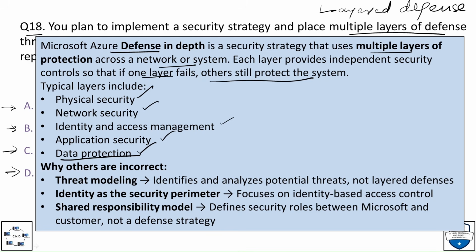So why are the others incorrect? Threat modeling identifies and analyzes potential threats, not just layered defenses. Identity as the security perimeter focuses on identity-based access control, and the shared responsibility model defines security roles between Microsoft and the customer, not a defense strategy.